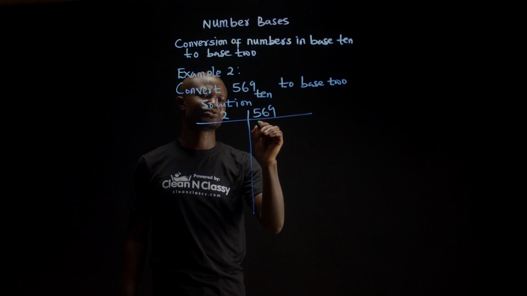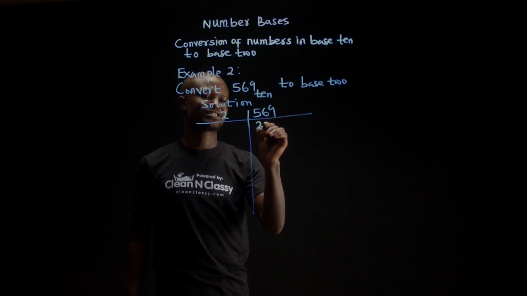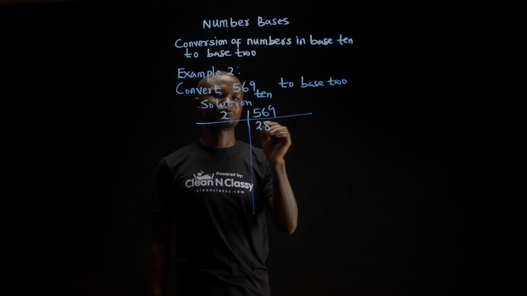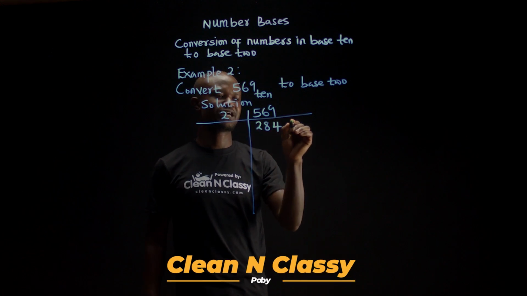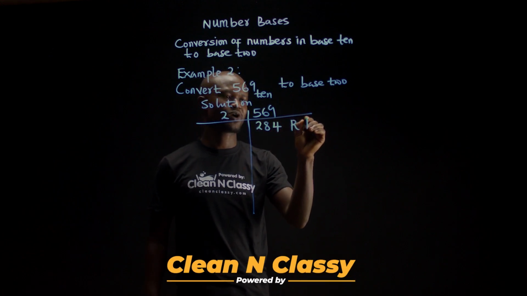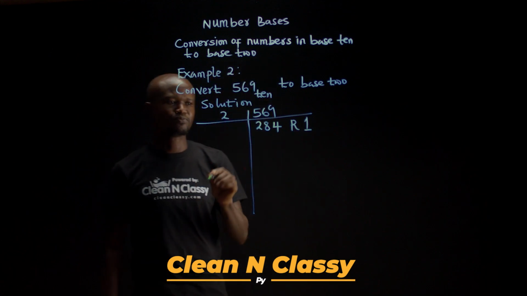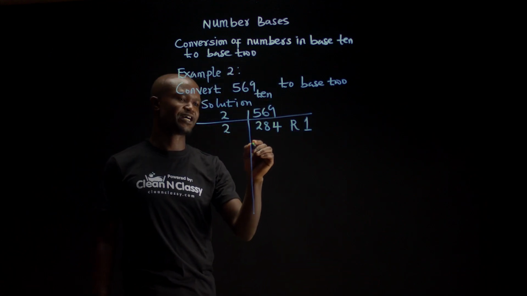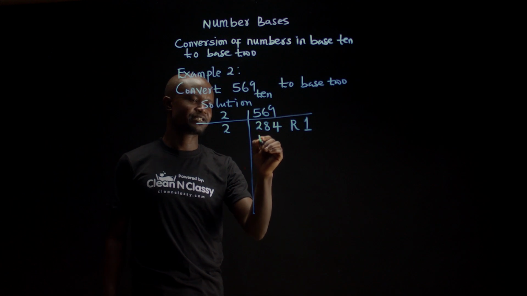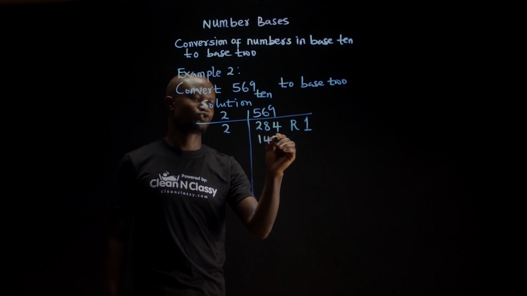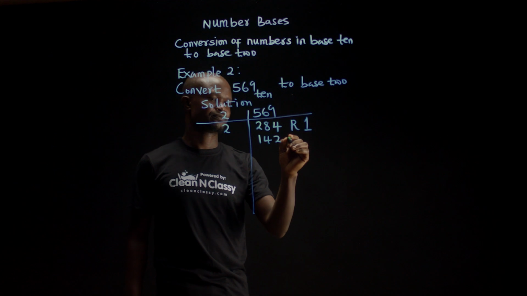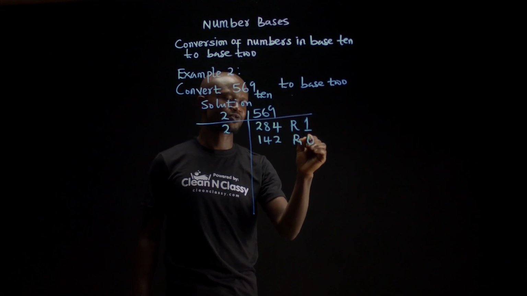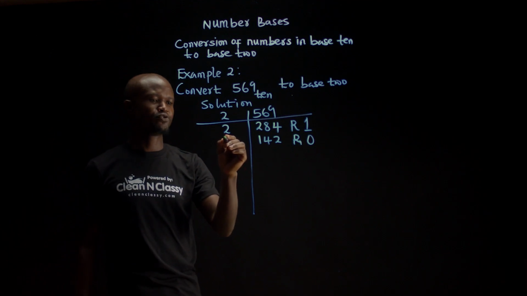56 divided by 2. That is 28. Now, 9 divided by 2. That's 4. So remainder what? Remainder 1. Now we move. We divide by 2 again. 284 divided by 2. This is 142. Remainder what? 0. Now we move.